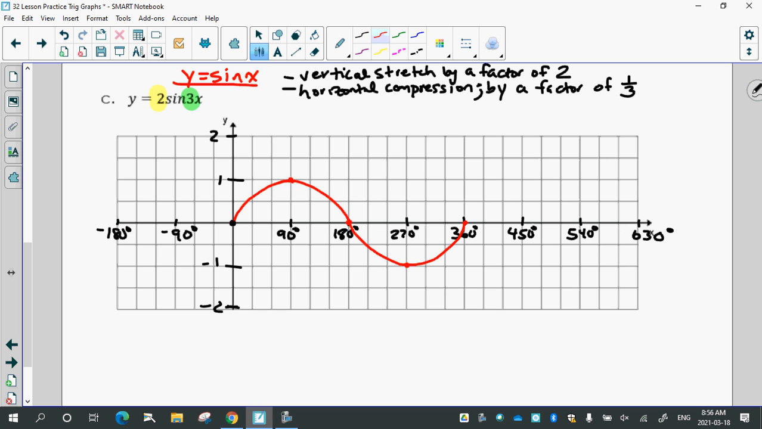This one, double vertical stretch, puts it up at 2. Horizontal compression by a factor of a third means it's going to be a third of the distance away from the y-axis. Or you can think, right now the x value is 90, I'm going to divide that by 3, a third of the distance, which gives me 30 degrees. So that means my new point is going to be there at 30 degrees and 2.